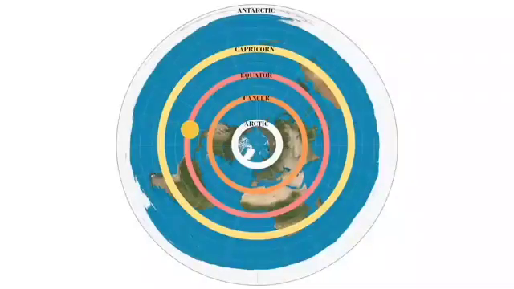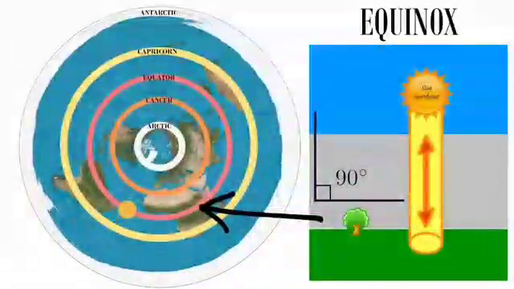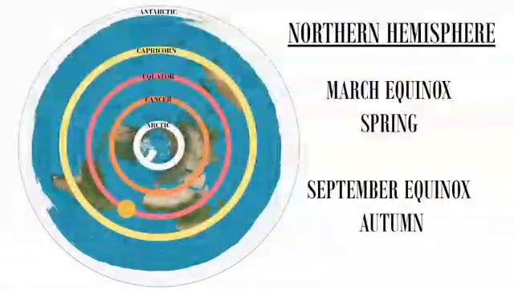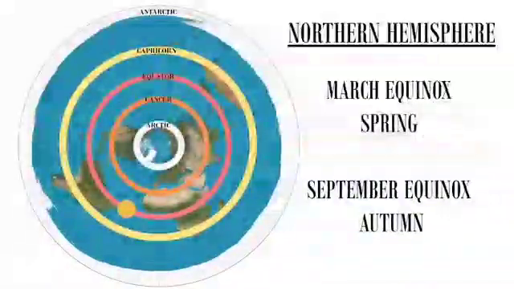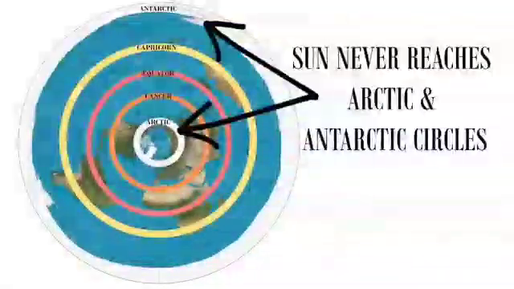The equinox occurs when the sun is journeying the circle of the equator, and those living along this line of latitude will see the sun directly overhead at a 90-degree angle at solar noon. The March equinox marks a season of spring in the northern hemisphere, and the September equinox marks a season of autumn. If you live in the southern hemisphere, this is reversed, and the September equinox marks spring and the March equinox autumn.